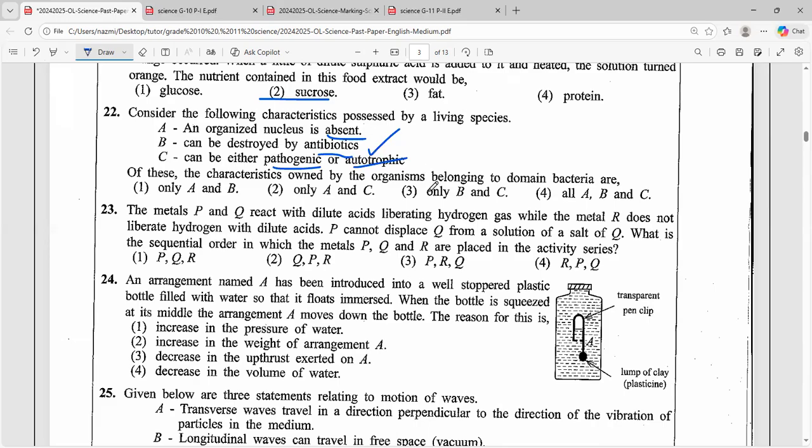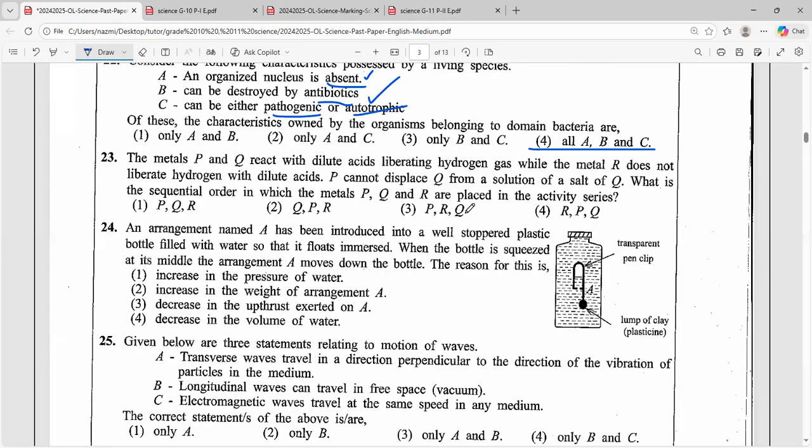Do they have an organized nucleus? No, they are prokaryotes. Organized nucleus is absent. Okay. Can be either pathogenic or autotrophic. Pathogenic means can cause diseases. Autotrophic means some bacteria can carry out photosynthesis. So the fourth one.